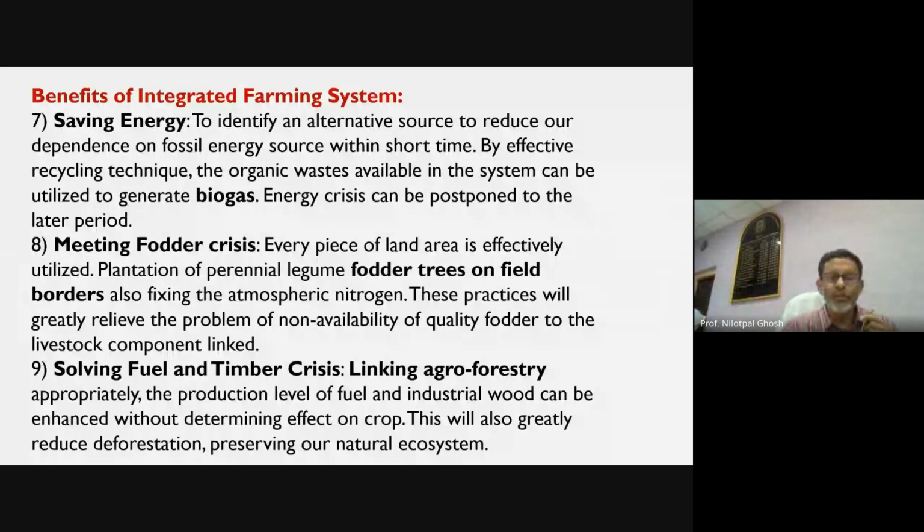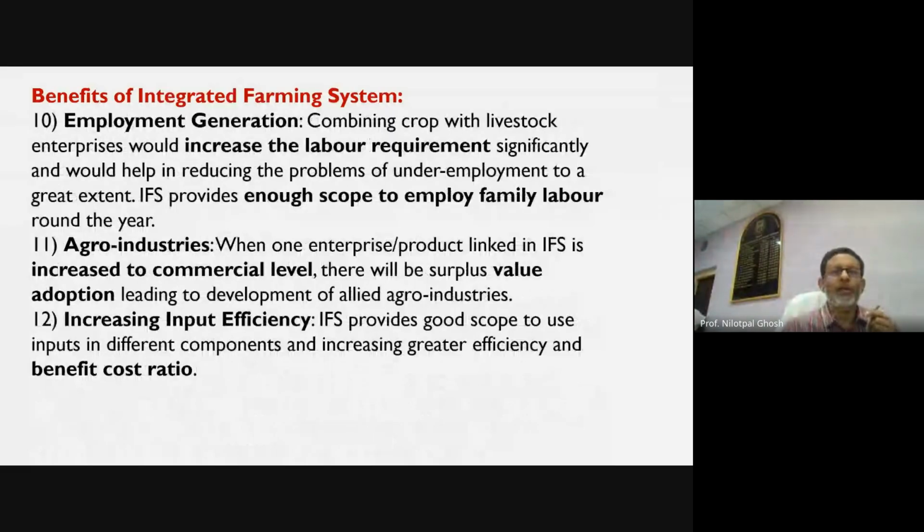and timber crisis for agroforestry approach, silvipasture, that is the green production within the forest, then employment generation, that is the more number of farm family members will be engaged in this system, and agro industry based on the commercial value of the products and increasing input efficiency. How much input we are giving, the more output should be there, considering the benefit cost ratio. So these are some benefits of the integrated farming system if we can practice it on the scientific basis.